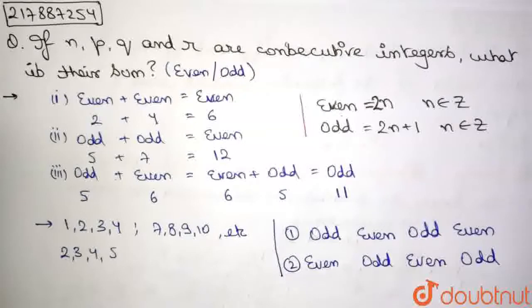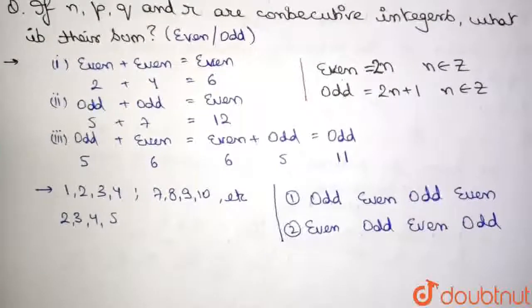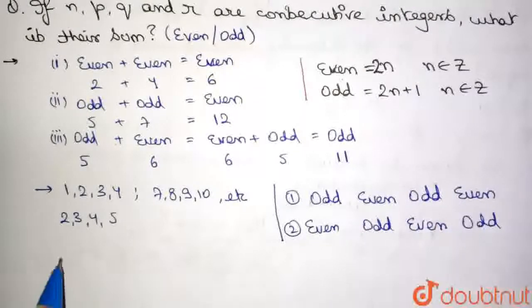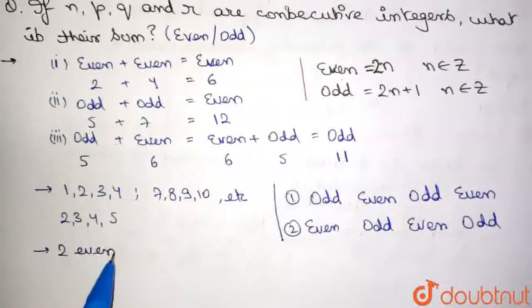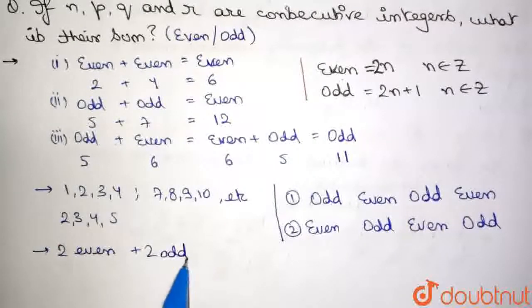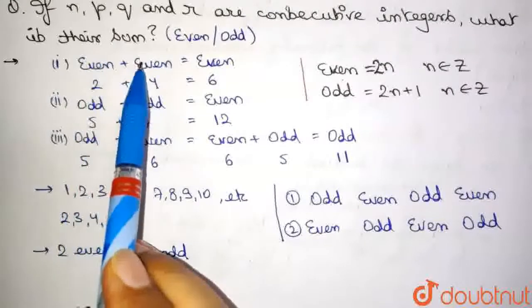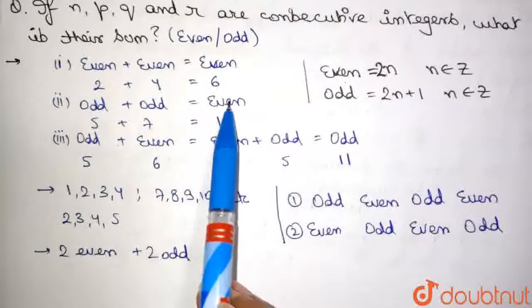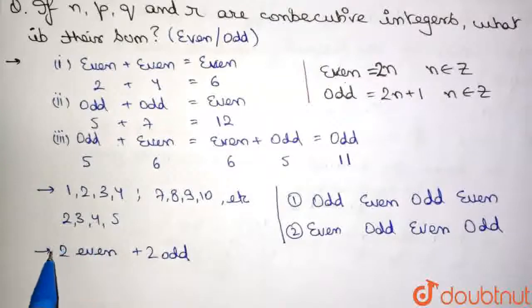But if you notice, in both of the cases, we have two even numbers and two odd numbers. We can say that no matter what, there will be two odd numbers and two even numbers. So the final sum will contain two even numbers plus two odd numbers, and their sum will be the final answer. Now, if we look at the three properties, two even numbers give rise to an even number, and two odd numbers also give rise to an even number. So if these two even numbers are added up, they will result in an even number.